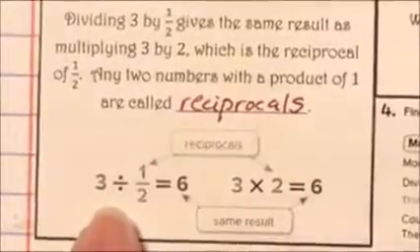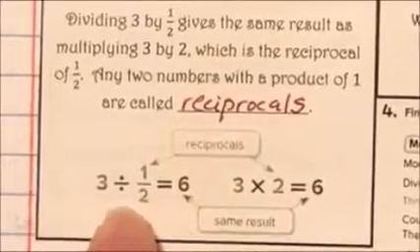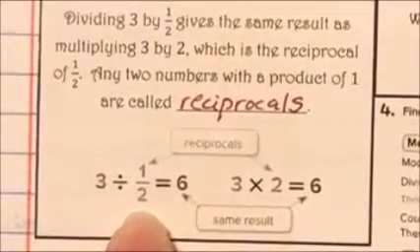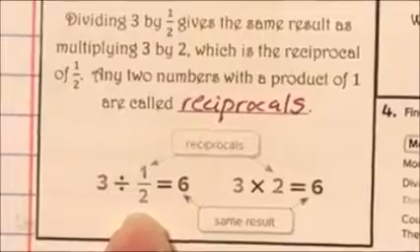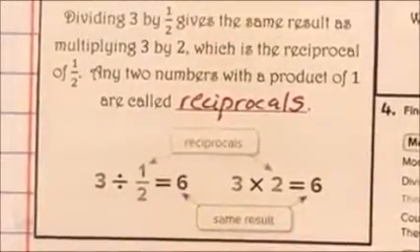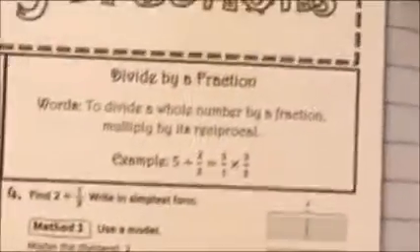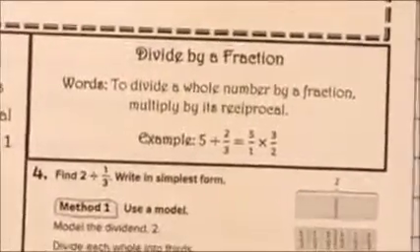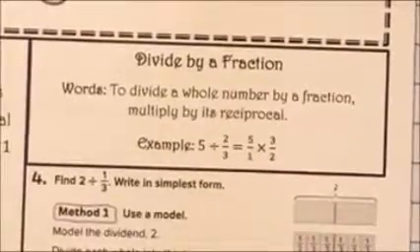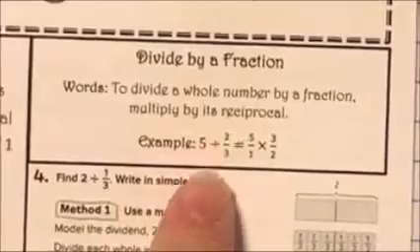Okay? So if I'm dividing 3 divided by 1/2 equals 6, I find the reciprocal, which is basically me saying I'm flipping the fraction and I'm changing the sign. So I get 3 times 2 equals 6. Same result. Okay. So when I'm dividing by a fraction, to divide a whole number by a fraction, I multiply by its reciprocal.